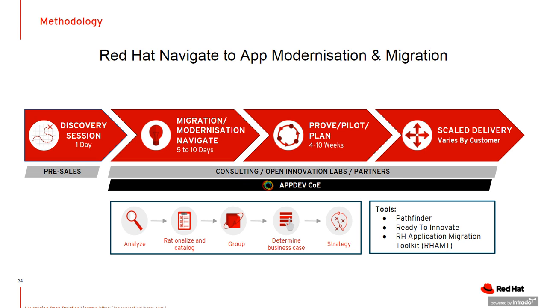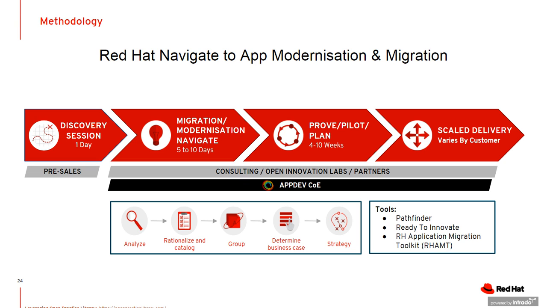Then, based on the outcome, we move forward to the next step, a modernization migration navigate, where we assess the applications to categorize them based on complexity and dependencies. Then we have the proof, pilot, plan phase to anticipate and avoid any risks you can have in the production environment. And finally, we have the scale delivery, the execution phase.